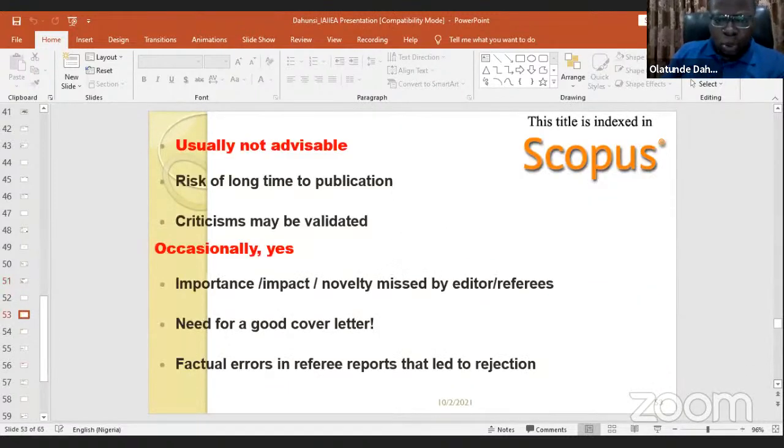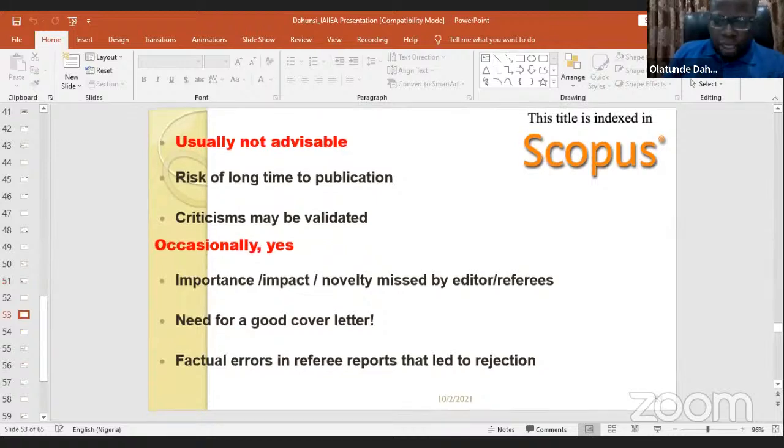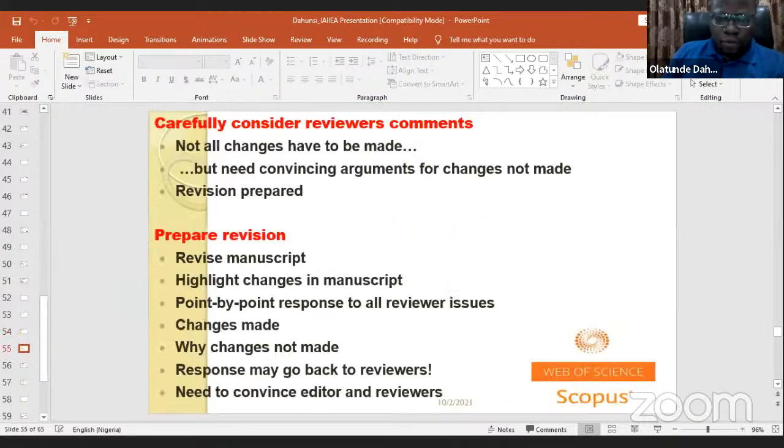Now, you can appeal also. If you think the point you are raising is wrong, you can appeal. Yes. And do your revision. If you are asked to do revision, it means two or three reviewers have said the work is okay. It only needs to be worked upon. So you can do your revision and prepare it very well. Usually, put your points in a tabular form, let it be very clear, and send it back to them.